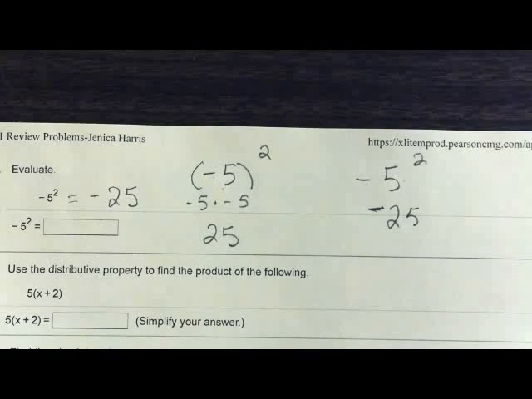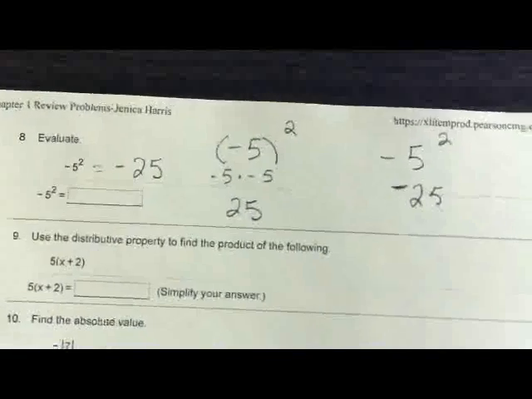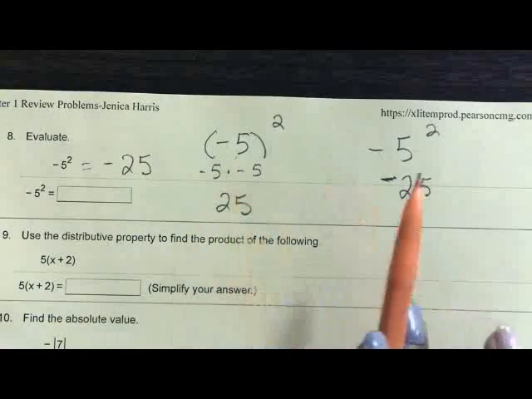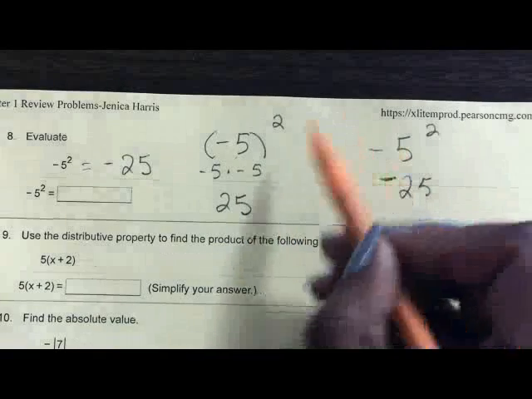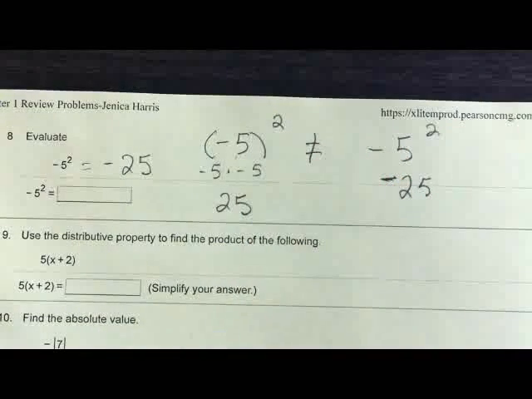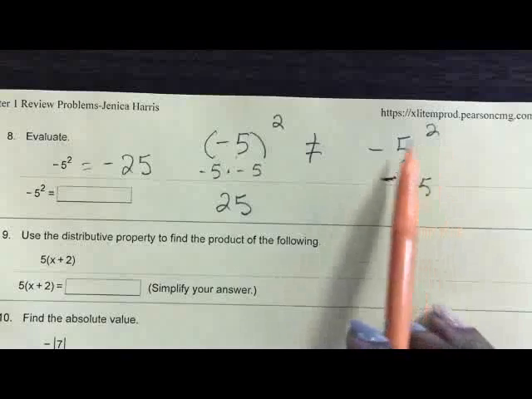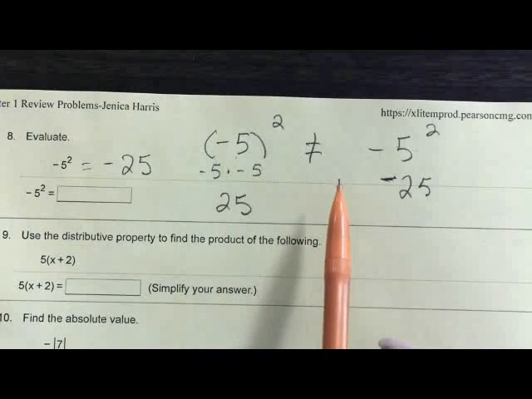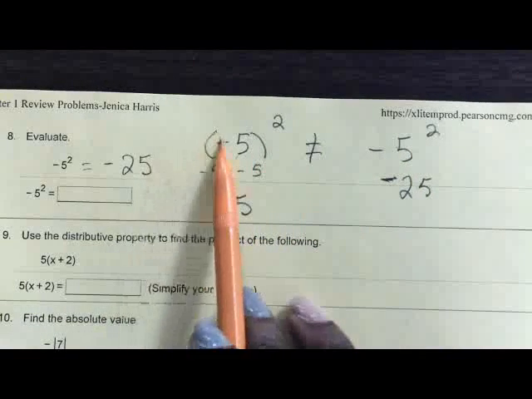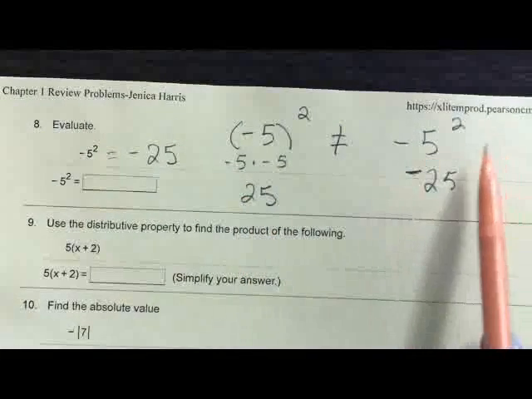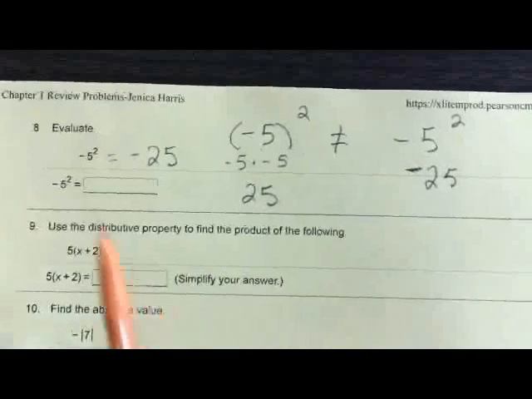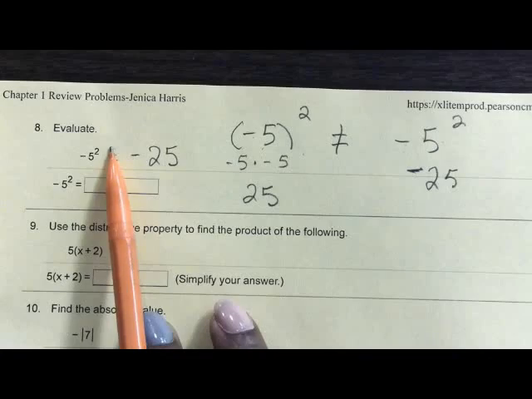These are 2 completely different problems. You need to be careful with that. I see students miss this all the time. These are not equal. Even if you put this in a calculator, they'll give you 2 different answers because they are 2 separate problems. Parentheses and outside of parentheses, 2 different things. So this one is a negative 25.